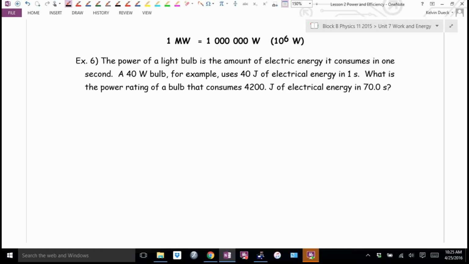What's the power rating of a bulb that consumes 4,200 joules of electrical energy in 70 seconds? Jaden, what's this question you want me to find? Well, power is work over time. Now, I could go force times distance for work. Wait. What's the units for work? What's work measured in?